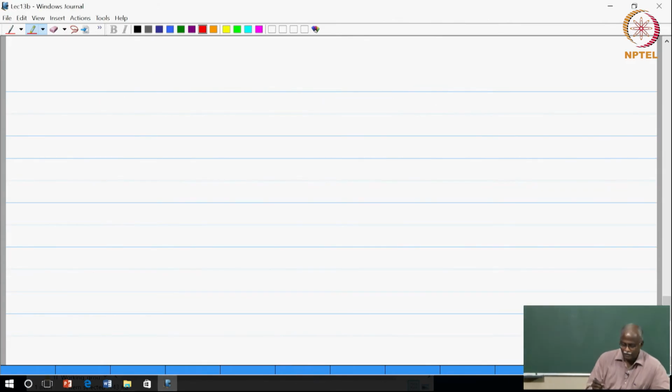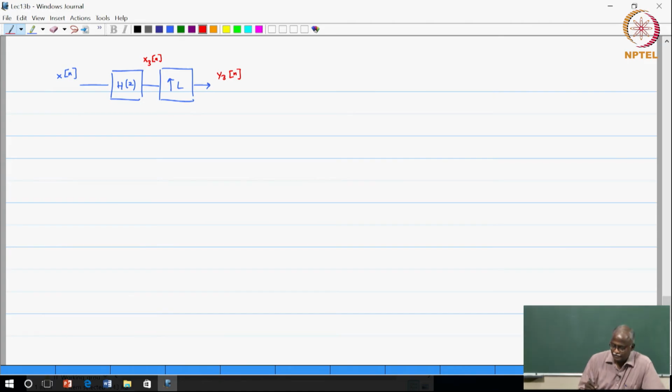Now, go back and look at the counterpart example. So, I have input x of n, I want to pass it through a filter h of z followed by an upsampler by a factor of L. Let me call the intermediate signal x3 of n and the output y3 of n. Please give me the expression for y3 of z. This is fairly straightforward. x3 of z will be h of z times x of z, that is the filtering operation.